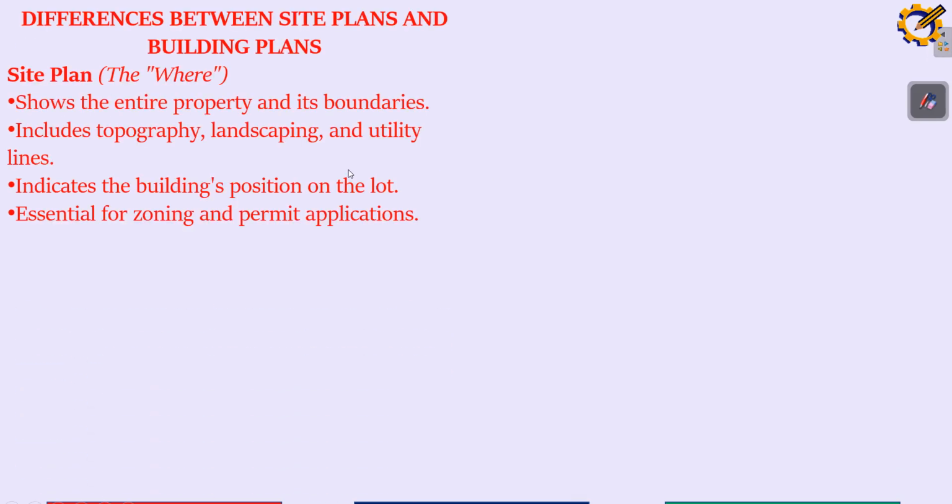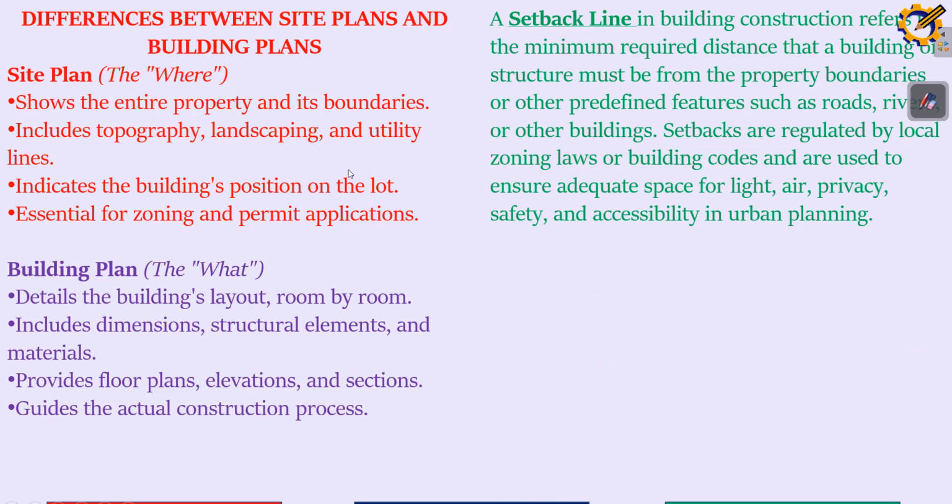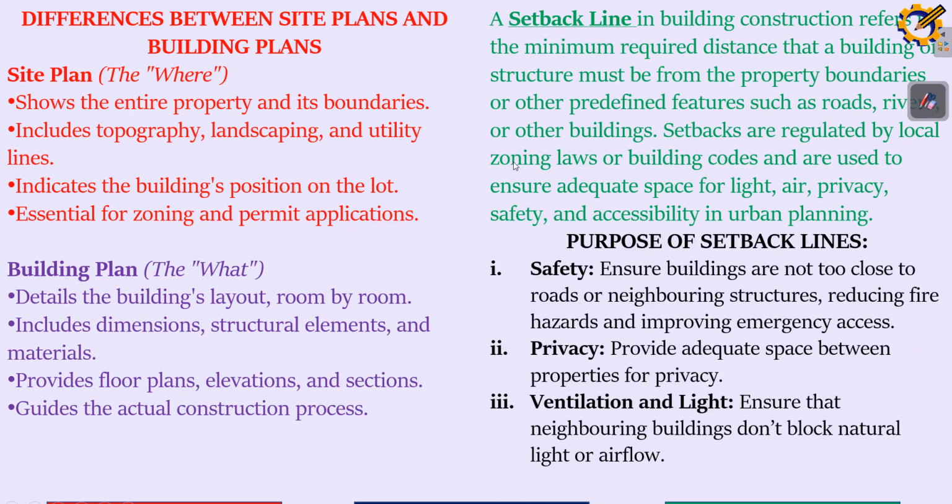Okay, so let me move on from that. We have the purpose of setback lines. Number one, safety: to ensure buildings are not too close to roads or neighboring structures, reducing fire hazard and improving emergency access.